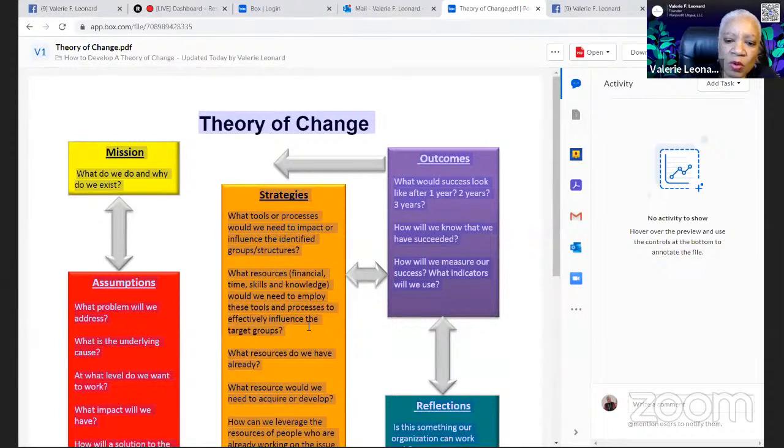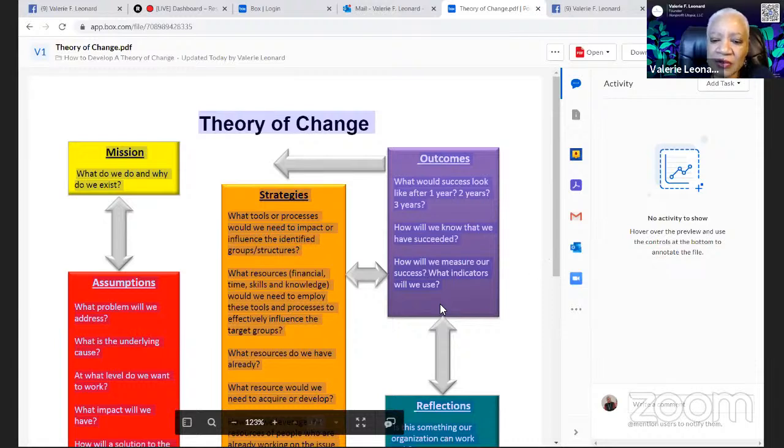And then we have to decide what our desired outcome is. What's success going to look like after year 1, year 2, year 3, even 10 years out? How are you going to know that you've succeeded? And then how are you going to measure your success, and what indicators will you use? Then you go through that iteration and feed back into the process all over again, so you're constantly improving your strategic planning process and your program process.